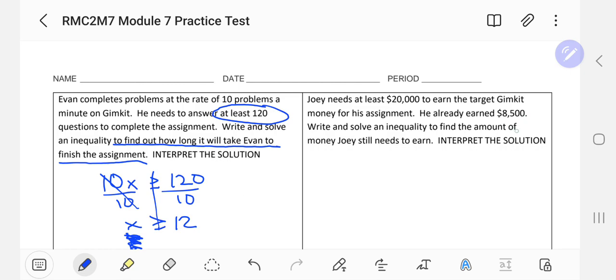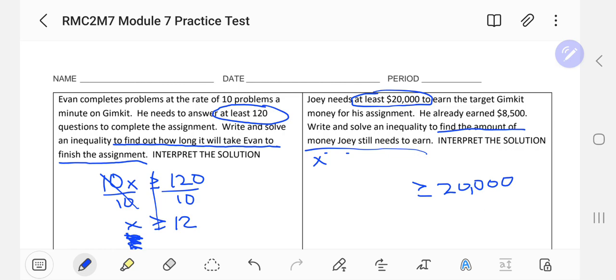He already earned 8,500. Write and solve an inequality to find the amount of money Joey still needs to earn. So we have to find the amount he still needs to earn. So let's call that X. And he wants at least 20,000. So we're going to put 20,000 right there. And at least, so we want to go greater than or equal to that.